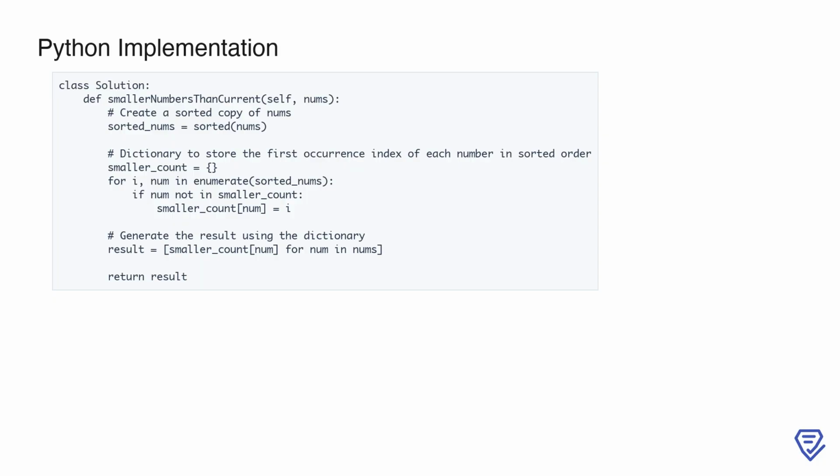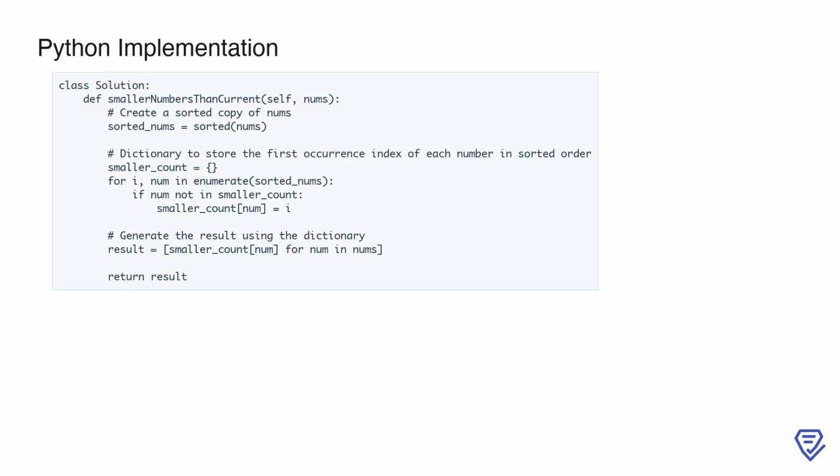3. Generating the result. The result is generated using a list comprehension. For each number in the original nums array, the pre-computed value from the smaller_count dictionary is retrieved. This step is very efficient because dictionary lookups are O(1). 4. Returning the result. Finally, the result list is returned, containing the count of smaller numbers for each element in the input array.